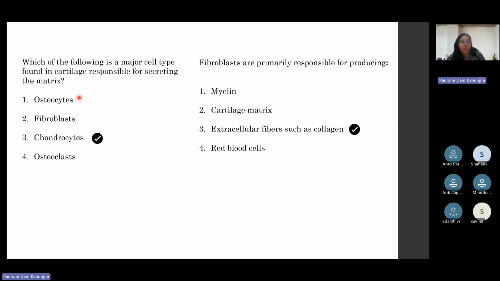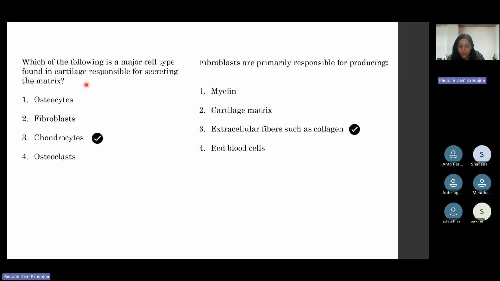So we are talking about which is the cell type found in cartilage, which secretes the matrix, right? So those are chondrocytes. And what do they do? How are they helping in secreting the matrix? They are basically secreting the collagen fibers and the proteoglycans like the chondroitin sulfate that we have just read, right? The name chondroitin sulfate comes from the name of the cell, chondrocytes. So chondrocytes are responsible for the production of chondroitin sulfates as well as collagen fibers, which make up the matrix that we have just seen in the previous slide.